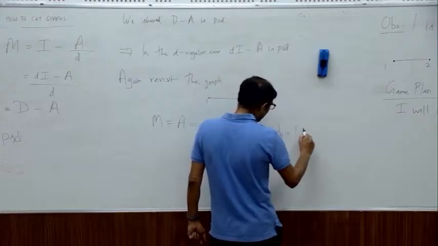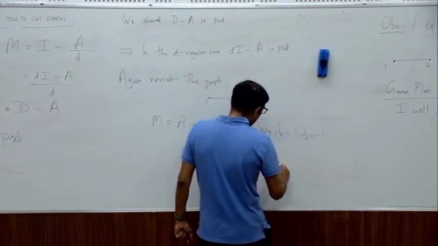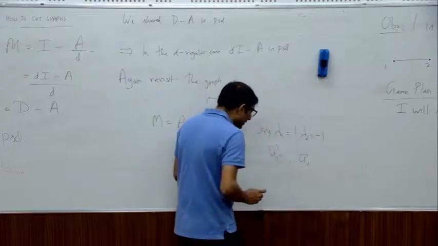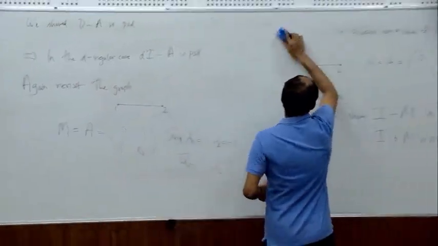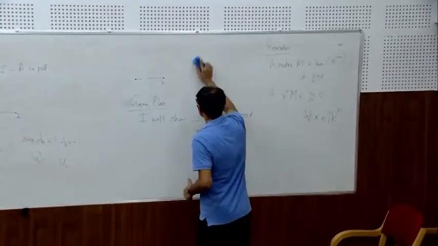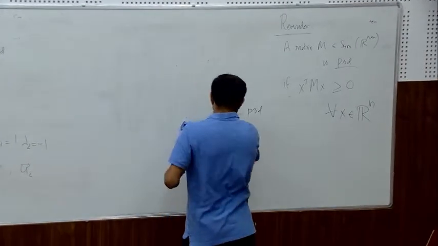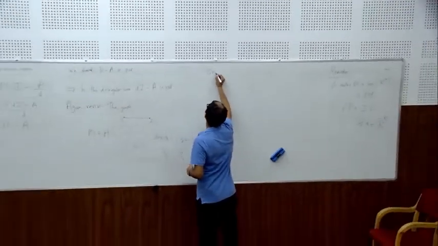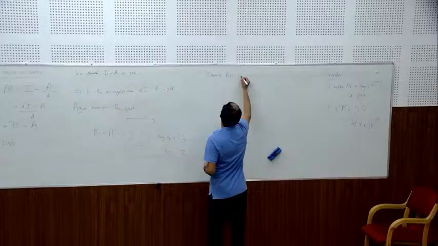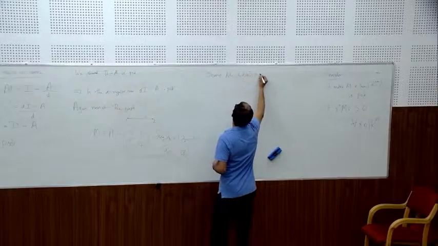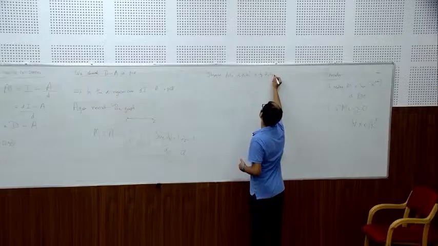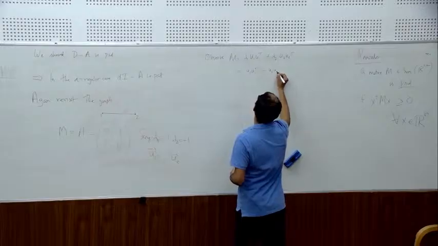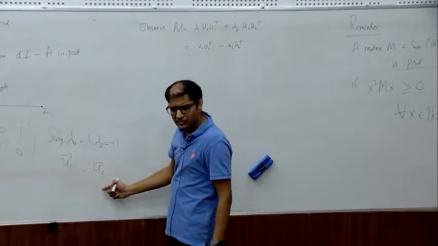Lambda 1 is 1, lambda 2 is minus 1. The first eigenvector is called u1, the second eigenvector is called u2. What we know from our linear algebra, if that's fresh with you, is that capital M can be written as lambda 1 u1 u1 transposed plus lambda 2 u2 u2 transposed, which is the same thing as saying it's u1 u1 transposed minus u2 u2 transposed. Remember, u1 u2 are eigenvectors, they are orthogonal.